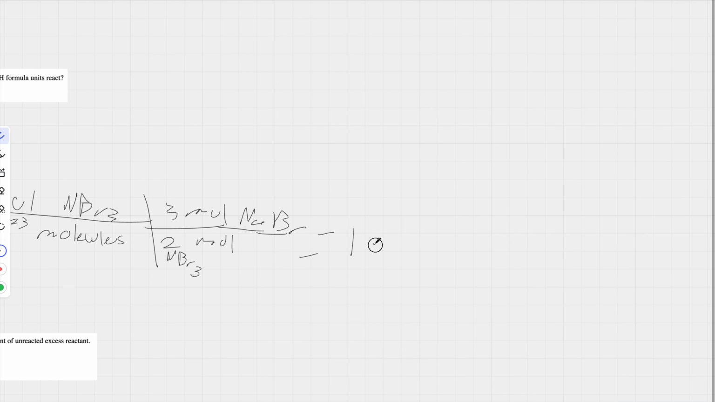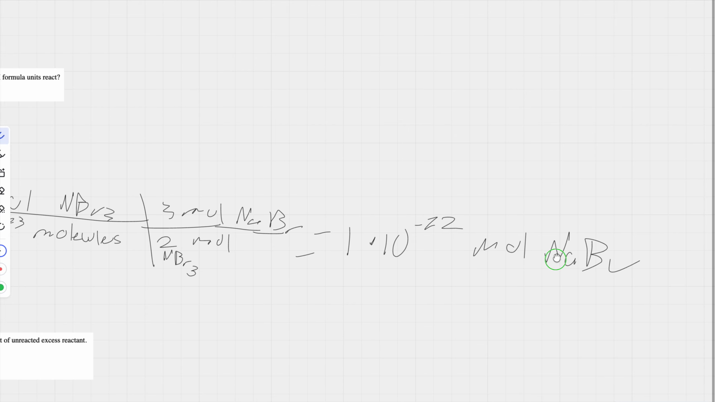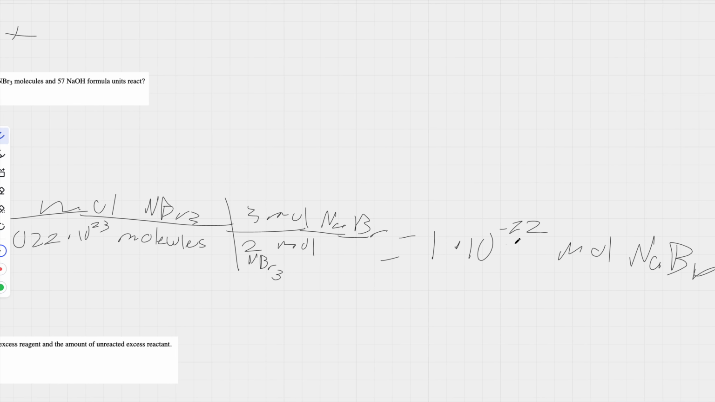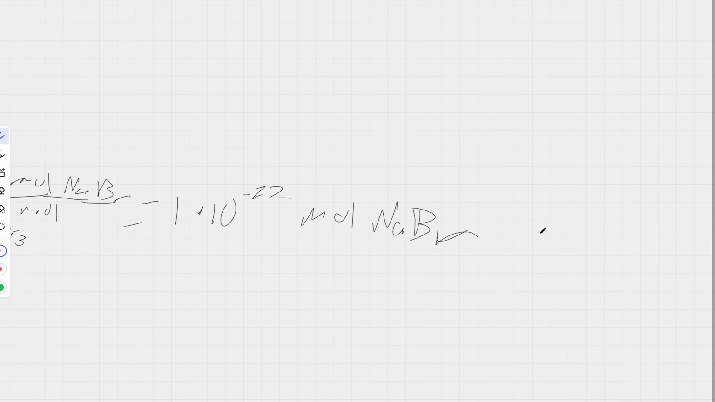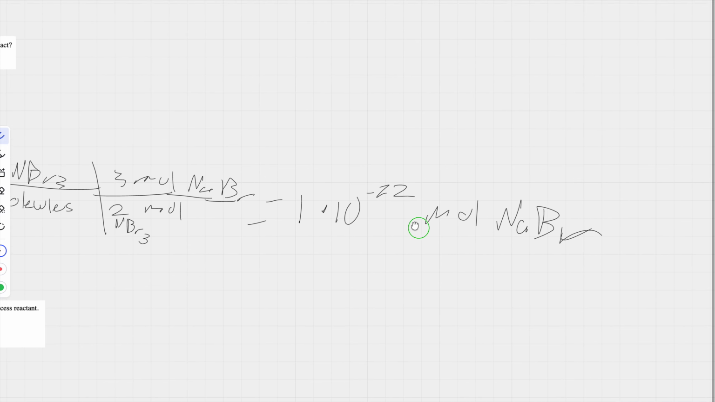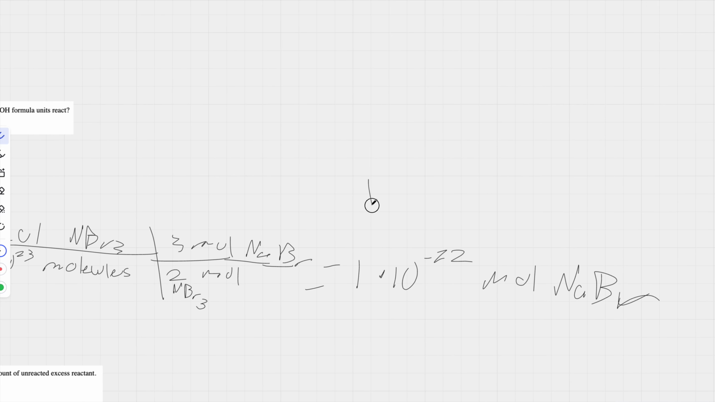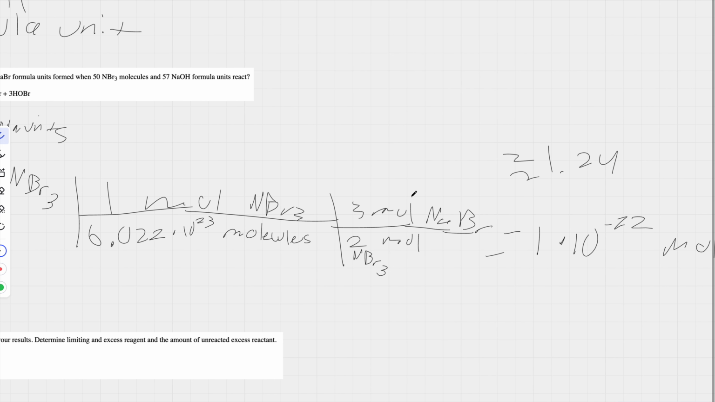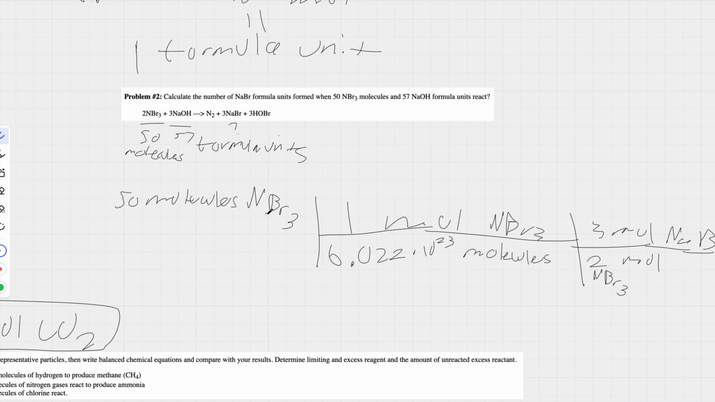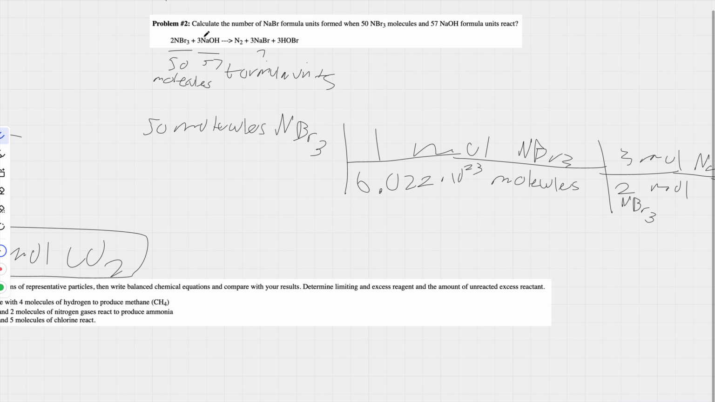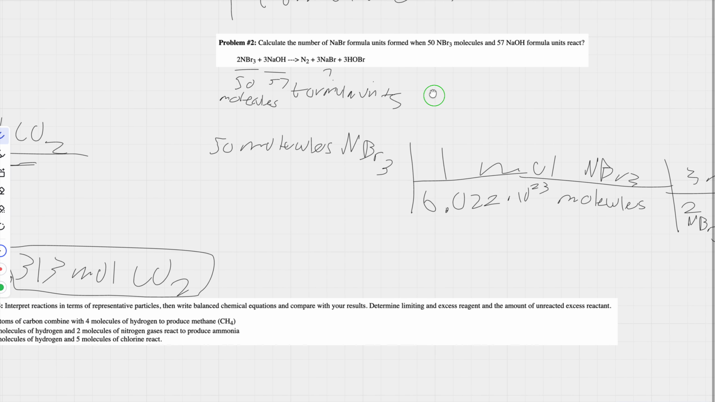So in this case, it's 1 times 10 to the negative 22 moles of NaBr3 or NaBr. Sorry, I keep mistaking. So this is how much is made, but it's actually around 1.24. So that's for NBr3. Now we do it for sodium hydroxide, right?